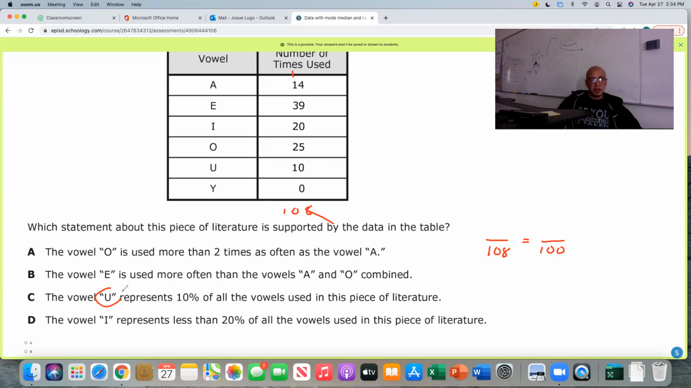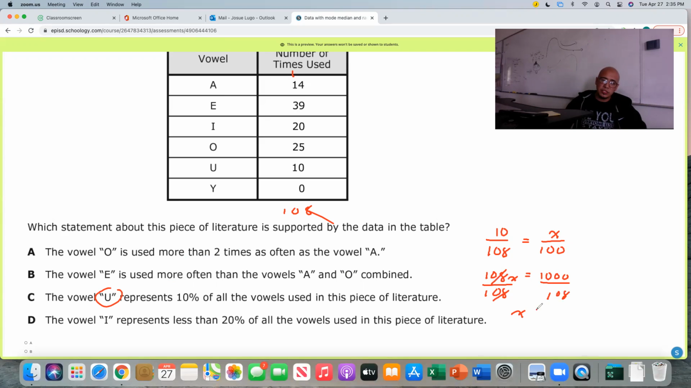And we're talking about the vowel U. The vowel U is 10. So 10 out of 108. And we want to know what percent that is. So let's go ahead and cross multiply. 108 times X is 108X. And 100 times 10 would be 1,000. Let's go ahead and divide these two, 1,000 divided by 108.